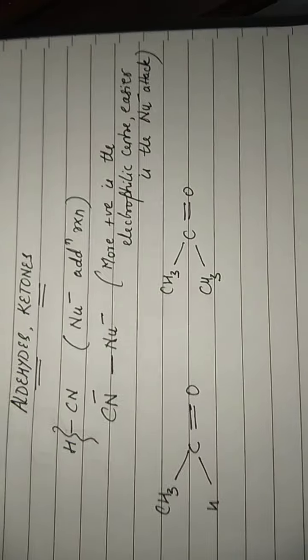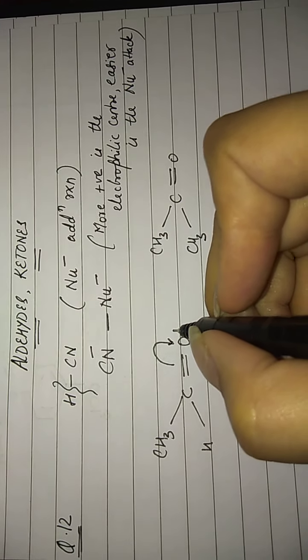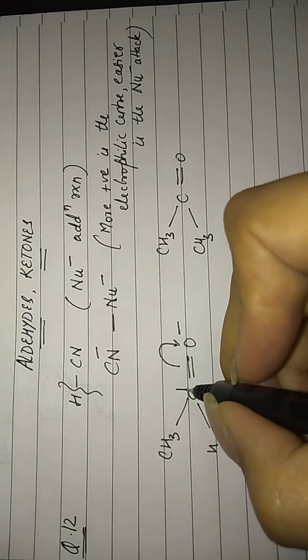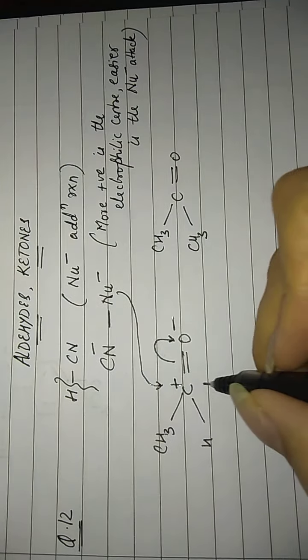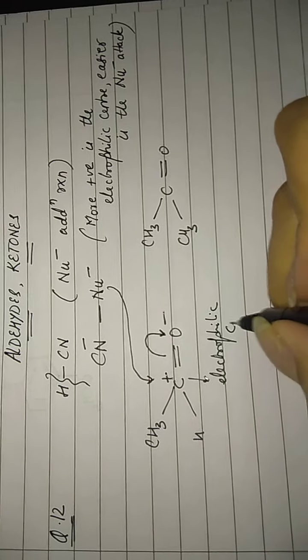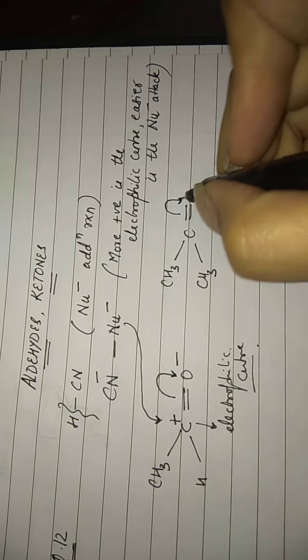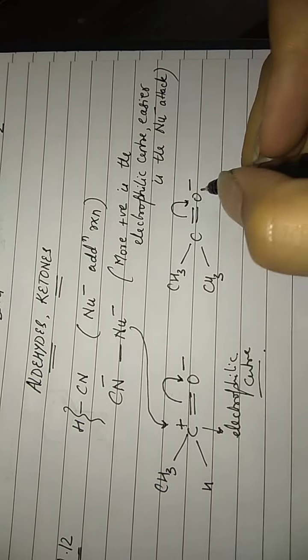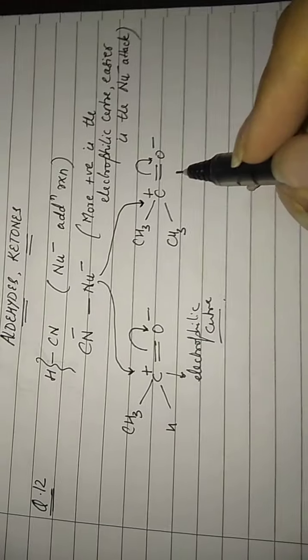Now in this bond C double bond O, we know that the pi electrons shift towards oxygen, developing a negative charge on oxygen and making carbon the electrophilic center, right? So the nucleophile will be attacking here. This is the electrophilic center. Similarly, here this becomes negative and this becomes positive. So the nucleophile will be attacking again here in case of a ketone also.